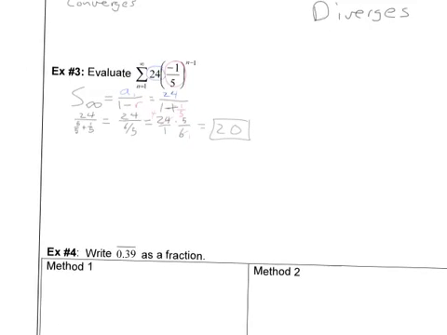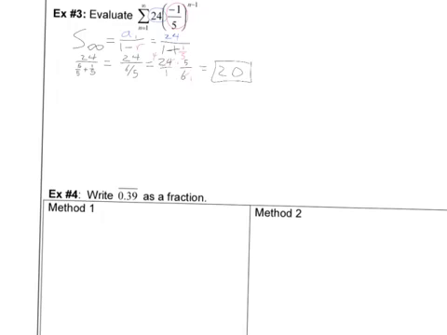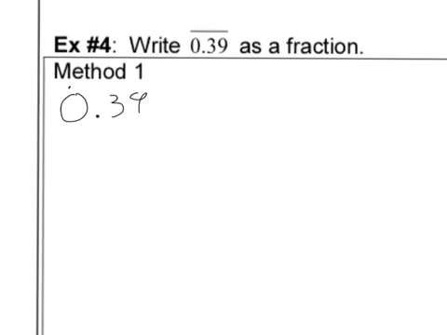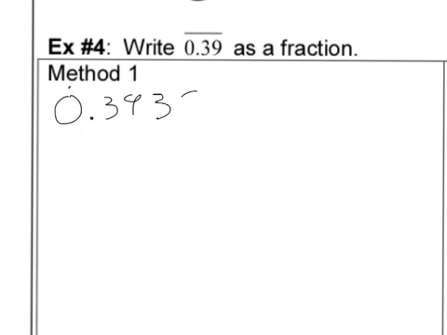Okay, this last thing here, this is how to write 0.39 repeating as a fraction. And I kind of wrote it incorrectly here. Technically, we should write it as 0.39, and that repeating bar should only be over the 39. Well, what does this mean? Let's do the first method. This means that this is really 0.39, 39, 39, 39, and so on and so on and so on.